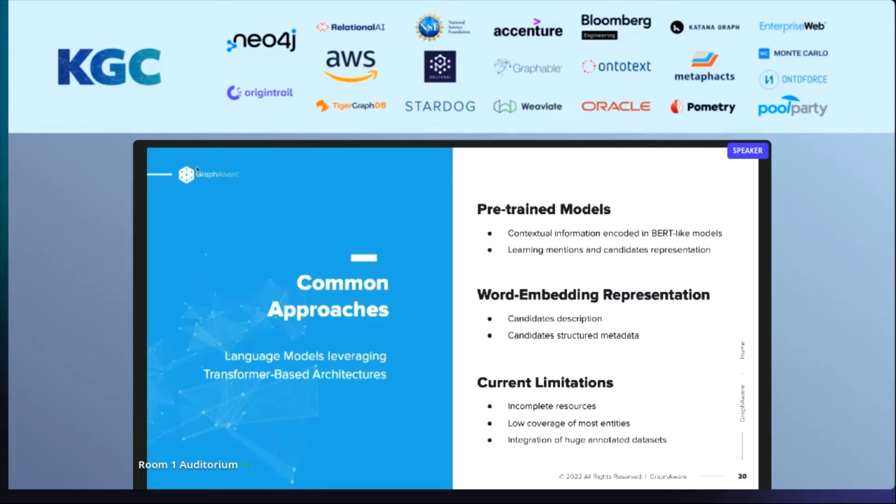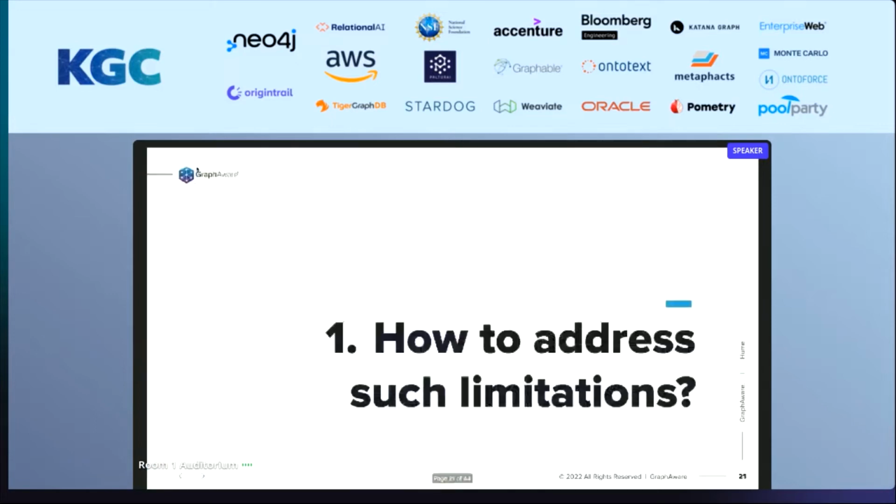Actually, these approaches have some limitations because in many cases, there is an incompleteness of these structural resources. So for instance, metadata that can be useful to distinguish a protein or a gene that have similar names, in many cases, this metadata is missing. At the same time, there is a low coverage of entities in terms of annotated data sets. So we do not have a lot of examples in order to train our model. And the solution to address this lack of information is to create further huge annotated data sets. And this creates, let me say, in many cases, scalability issues. So we have to understand how to address these limitations.